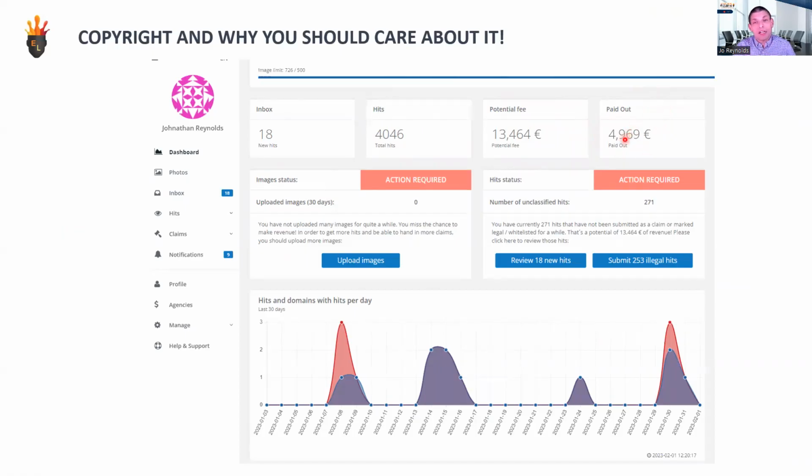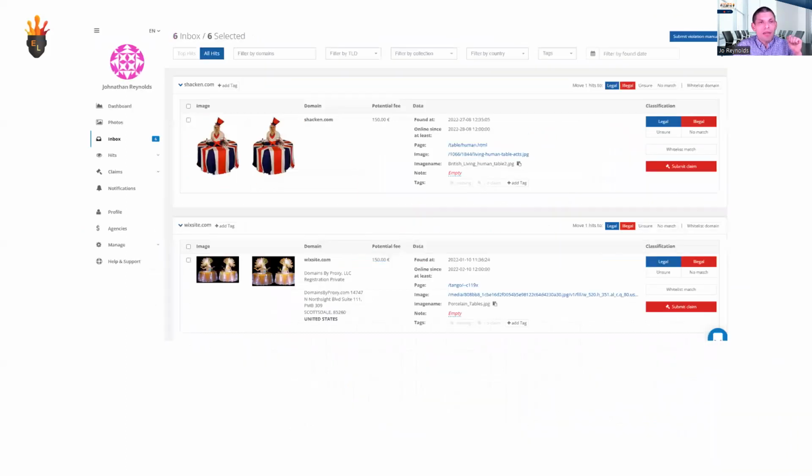And they go out and tell these people, hey, you've been using our images without Joe knowing. In fact, here's two websites that have been using what I call living tables. I created the costume, I took the photos, they're my models, and everything about these photos is mine.